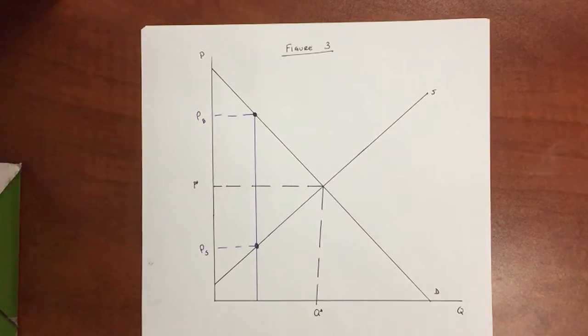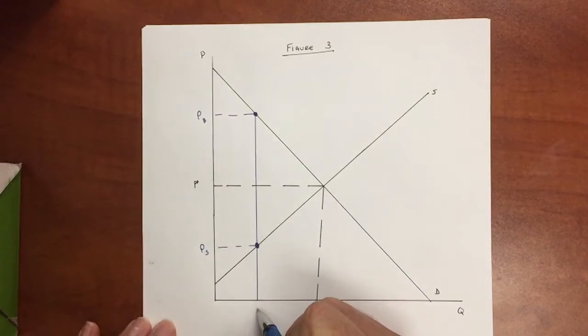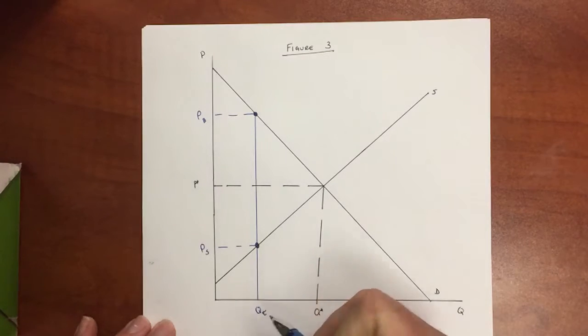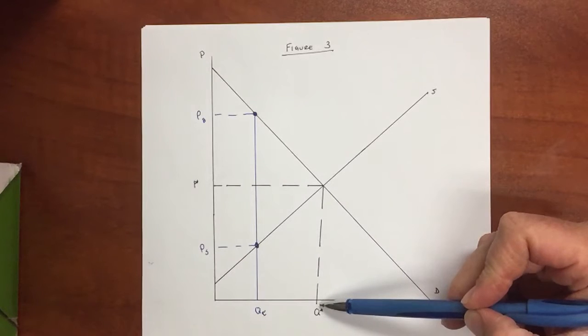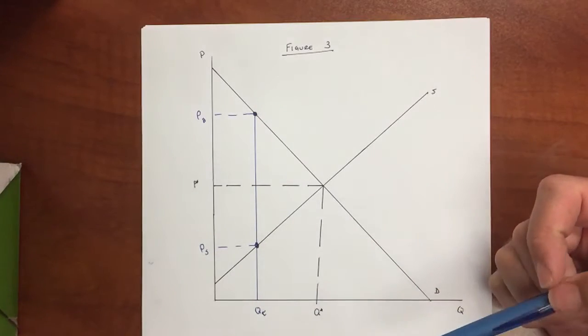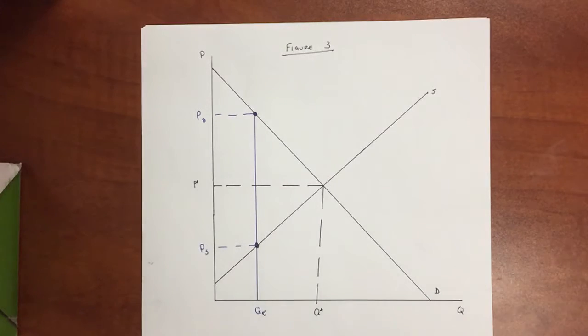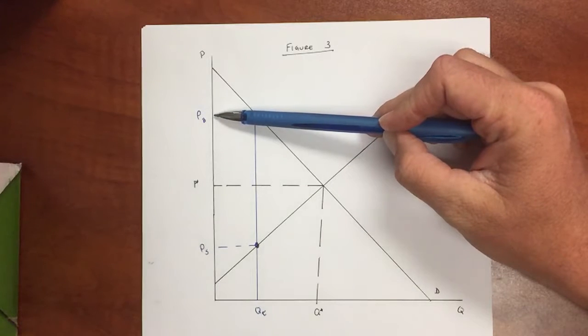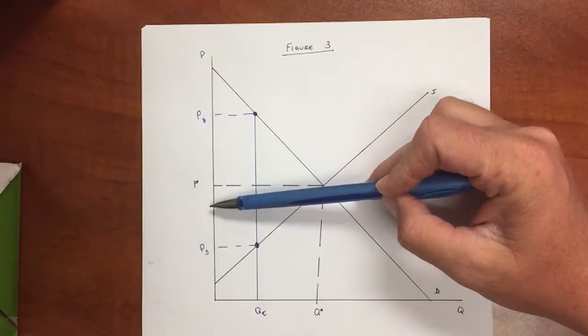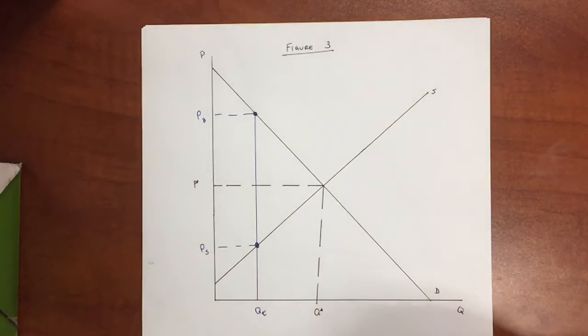What happens now is that this changes things, because here's the quantity that's sold under taxes. The first thing to note is that under a system with taxes, the quantity decreases. The market provides less of these goods. The other thing to note is that the price the buyers pay is higher than the equilibrium price, and the price the sellers receive is less than the equilibrium price.